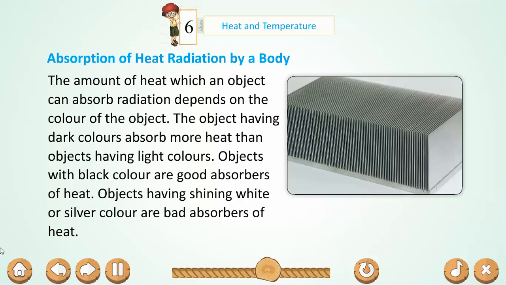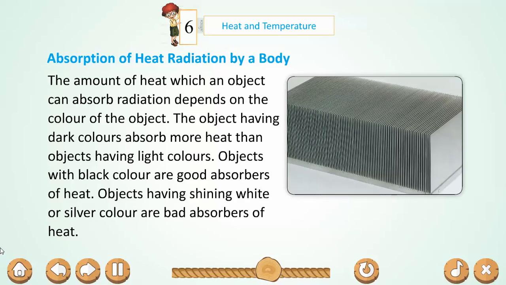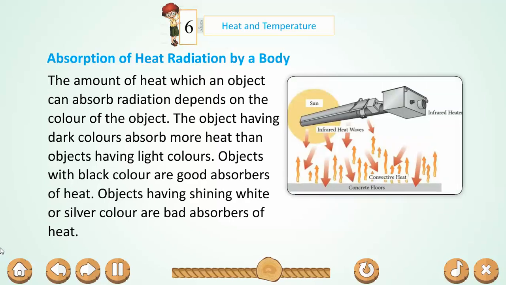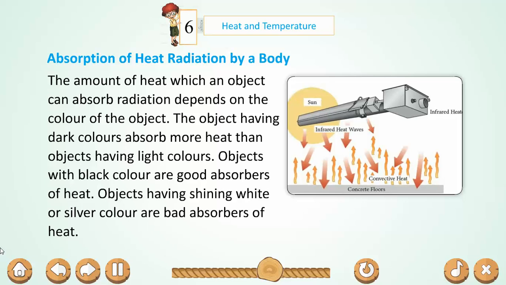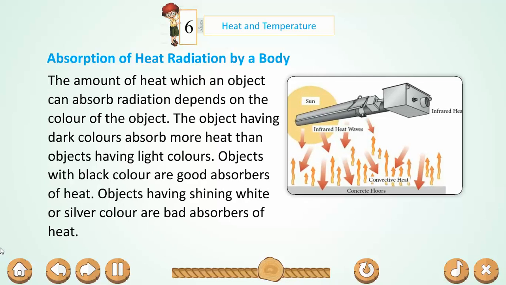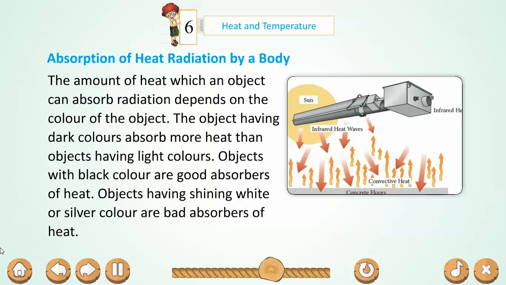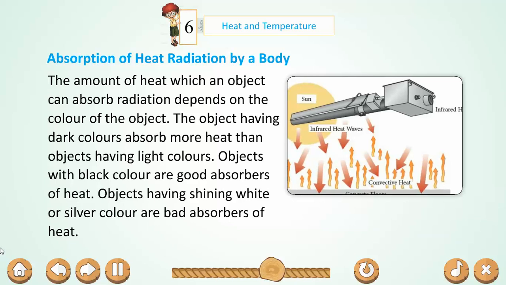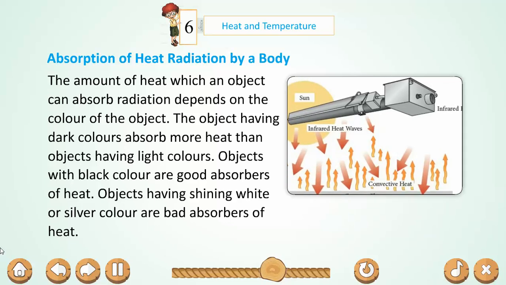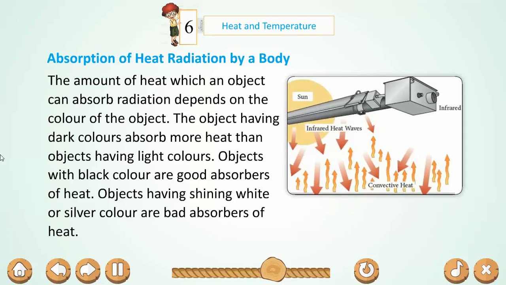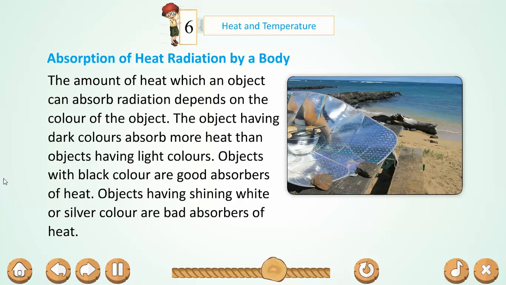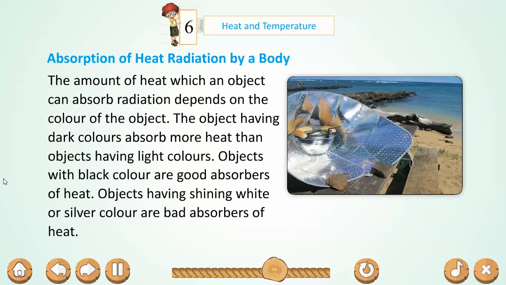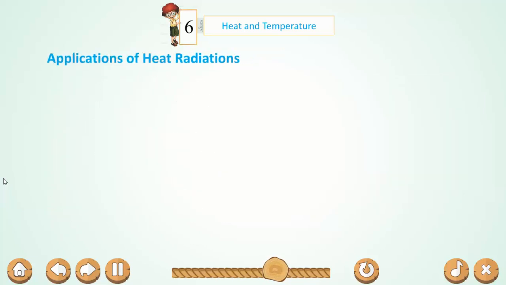The amount of heat which an object can absorb from radiation depends on the color of the object. Objects having dark color absorb more heat than objects having light color. Objects with black color are good absorbers of heat. Objects that have shining white or silver color are bad absorbers of heat.